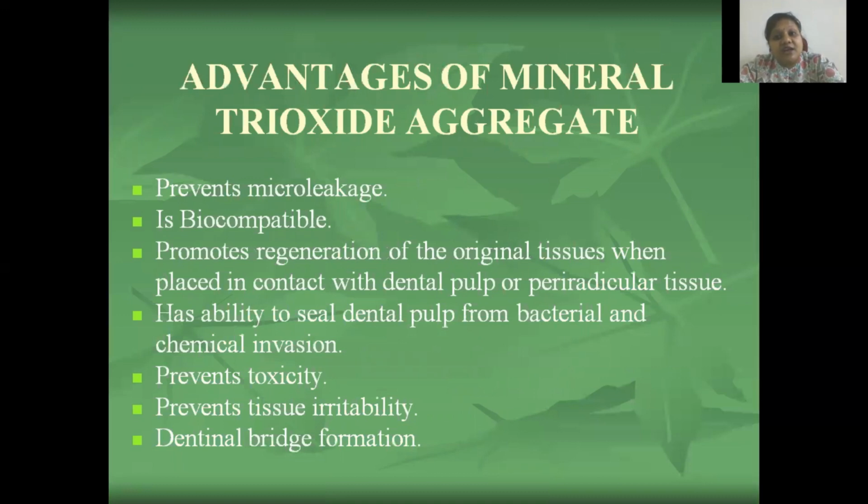What are the advantages of mineral trioxide aggregate? It prevents microleakage, it is biocompatible, it promotes regeneration of the original tissues when placed in contact with dental pulp or periapical tissue, has the ability to seal the dental pulp from bacterial and chemical invasion. It prevents toxicity, it prevents tissue irritability, and it helps in the dentinal bridge formation.